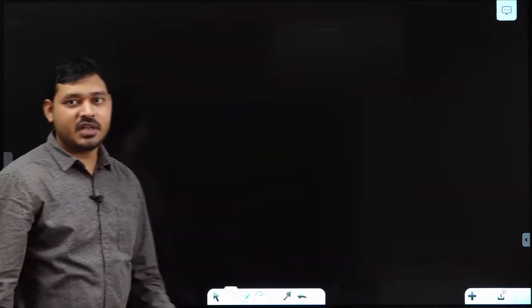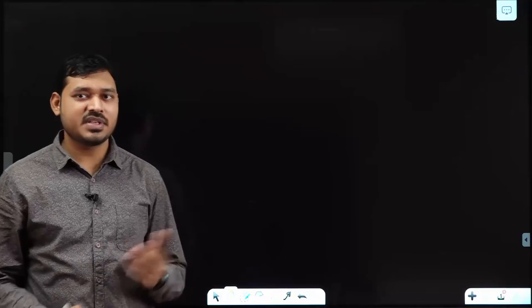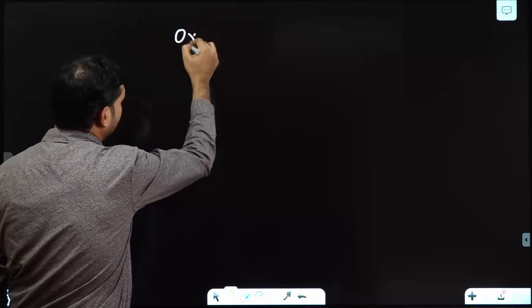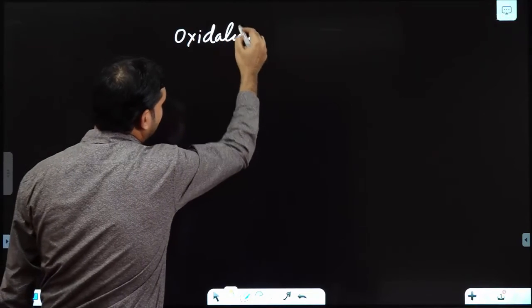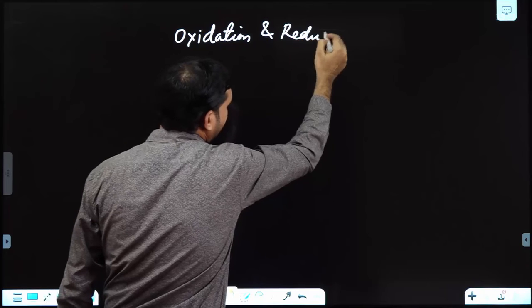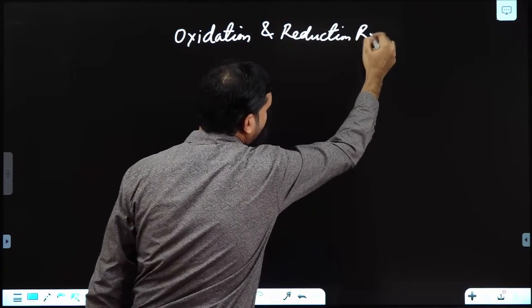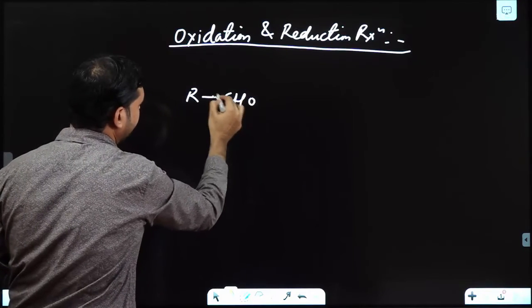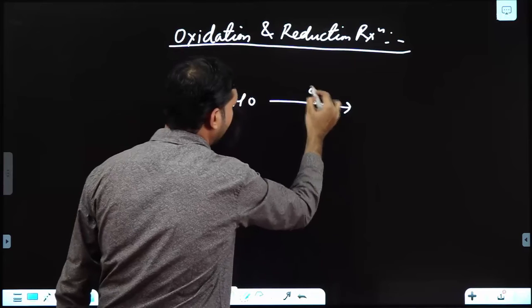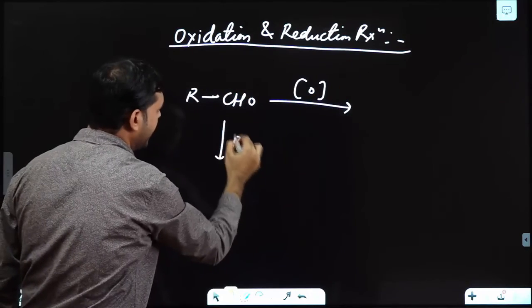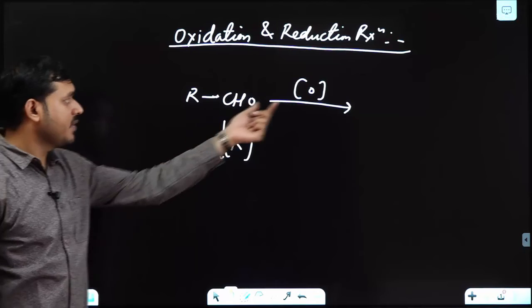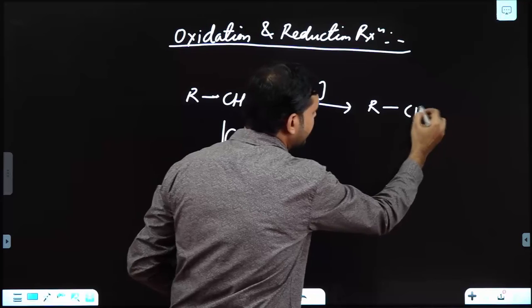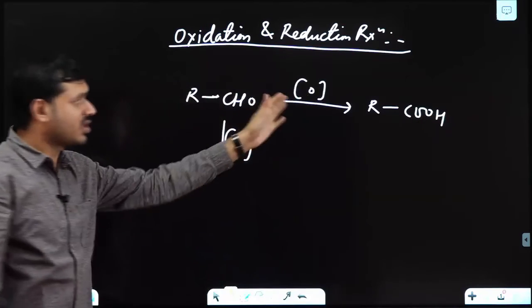Now I am explaining you two more cases, okay, which is generally used in organic reactions: oxidation and reduction reactions. Oxidation and reduction. Here you can see, if you take any oxidizing agent, then this aldehyde can be converted into RCOOH. So this is simply your oxidation reaction.